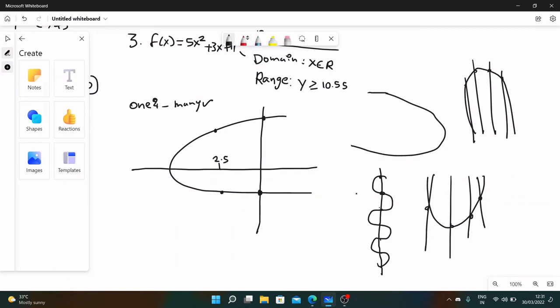This is all for this video. In the next video, we'll be looking at the different ways to present a quadratic function and how to find various information using that.